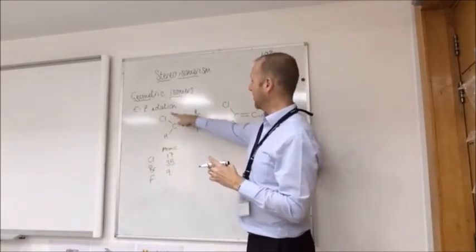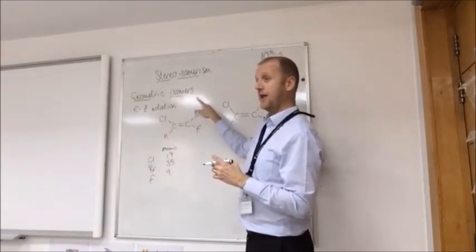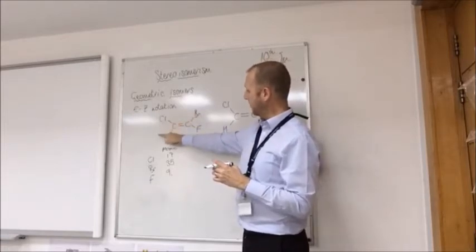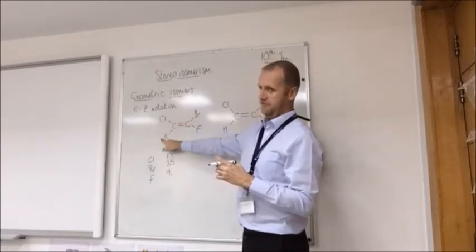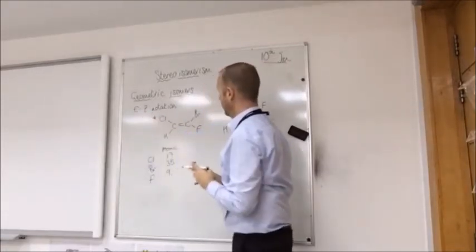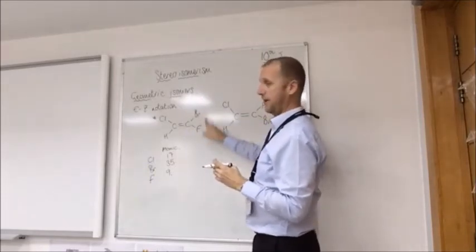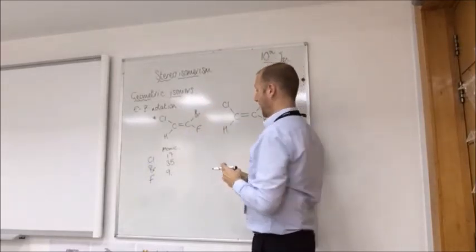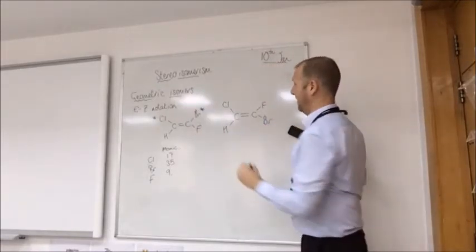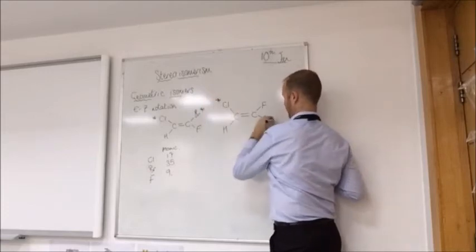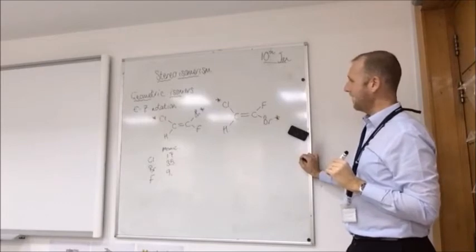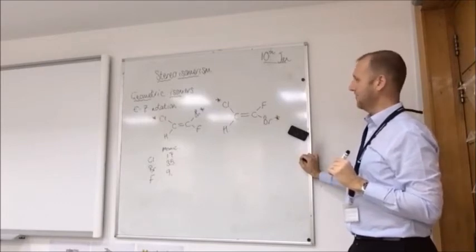Okay, so we look at the highest priority on each side of the double bond. In this one, what is the higher priority, chlorine or hydrogen? Chlorine. It's got the highest atomic number. Which one has got the highest one here? Bromine, exactly. And so the priorities are exactly the same here. There you go. Now we've got to work out what E and Z actually mean.